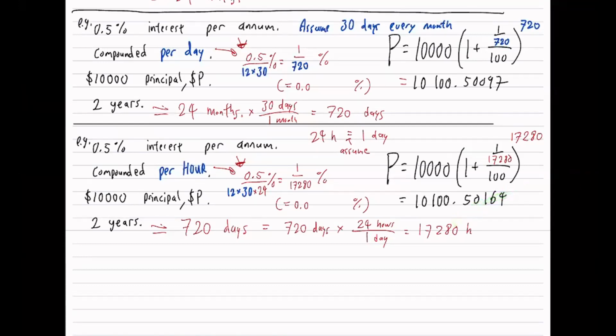So now I want you to take this value and divide by the principal, divide by 10,000. What do you get? Can you try this one? Okay.